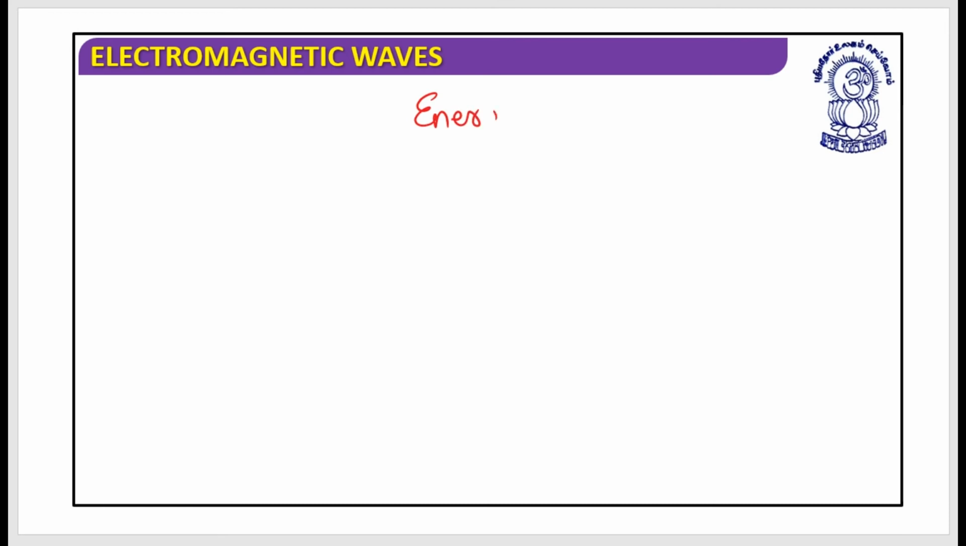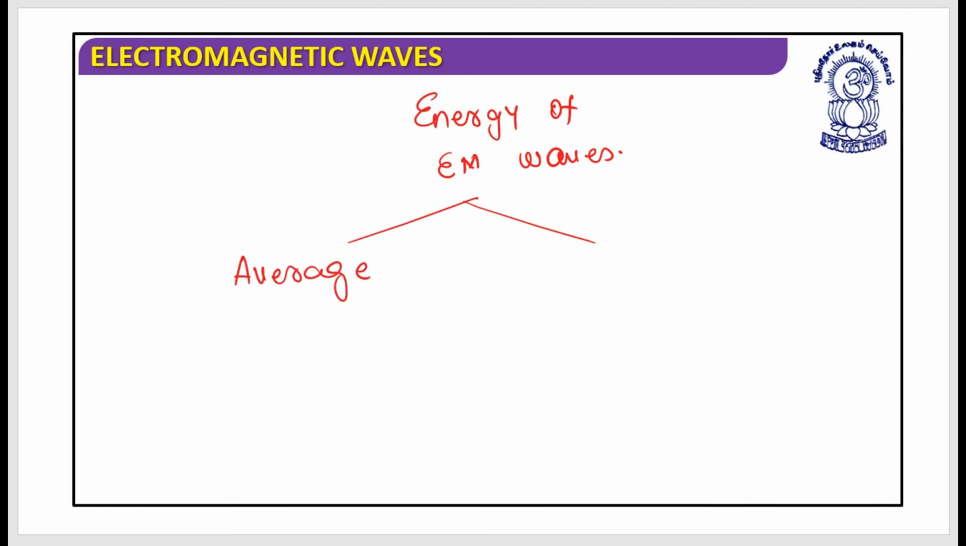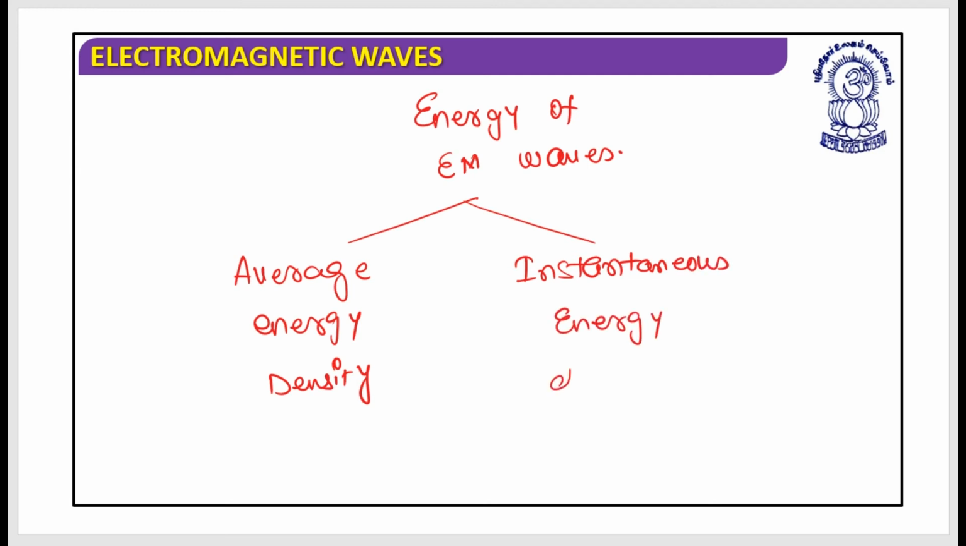When we talk about the energy of EM waves, we generally focus on two segments. One of them is the average energy density, and the other is the instantaneous energy or instantaneous energy density.